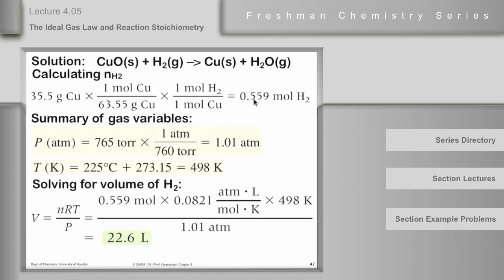We put in 0.559 moles of hydrogen here. We put in R, 0.0821 liter atmospheres per mole Kelvin, times 498 Kelvin, divided by the pressure in atmospheres. And once all the arithmetic smoke clears, what we find is that moles cancel, atmospheres cancel, Kelvins cancel, and the answer is in liters.